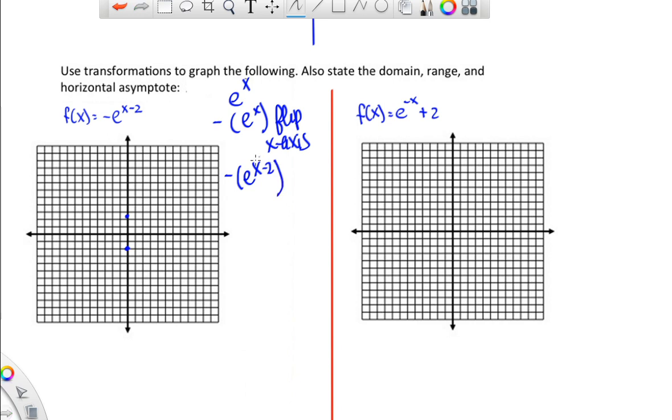And then the x minus 2. The 2 is tied to the x, so that is a horizontal shift. What we're really interested in is when x minus 2 equals 0. It's supposed to be at 0, but because of the minus 2, we actually shifted 2 to the right. So this dot needs to be there.